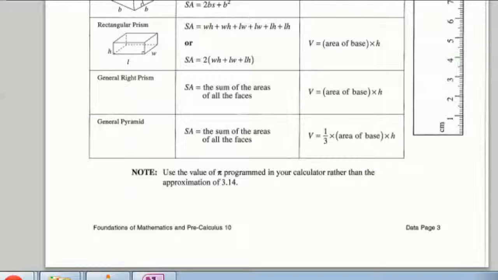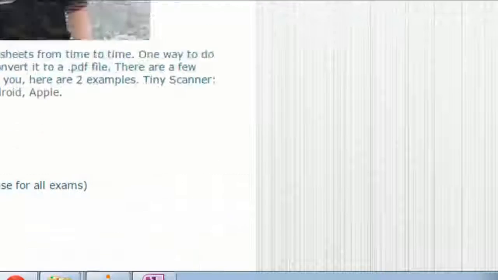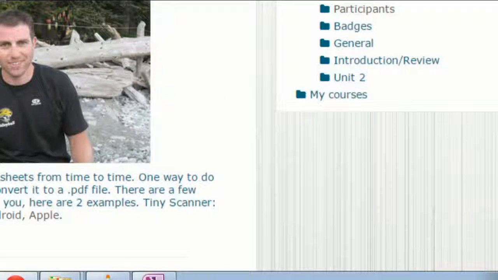And that's it, 3 pages. So that's your formula sheet. And you're gonna have to print one of those off. Which brings me to my next item on the agenda, the formula sheet and printing.